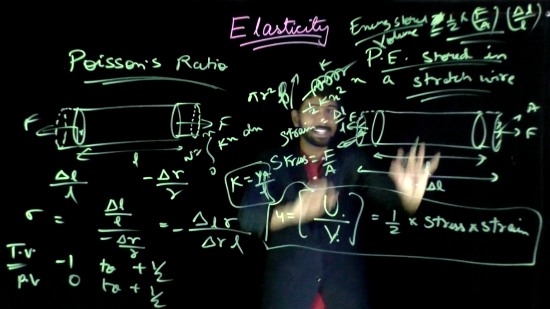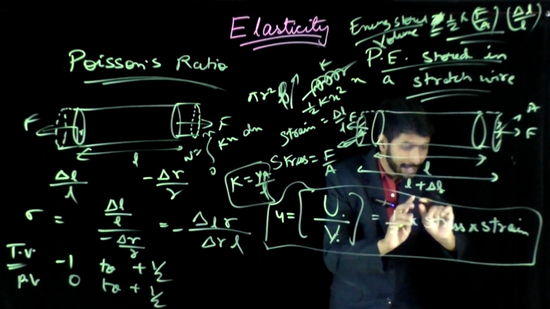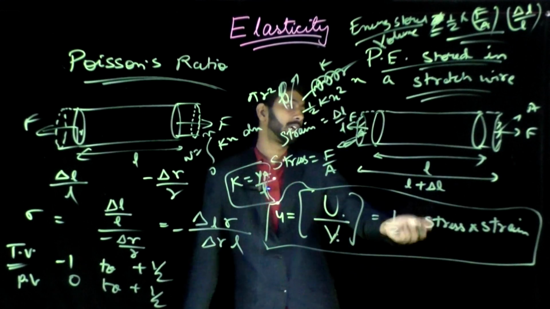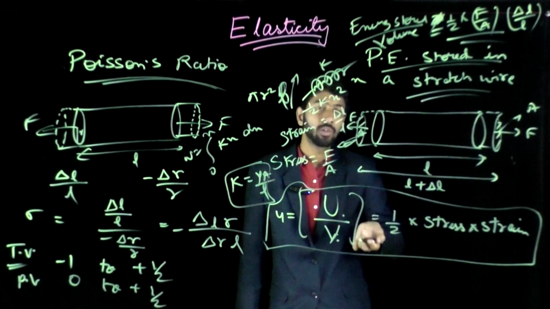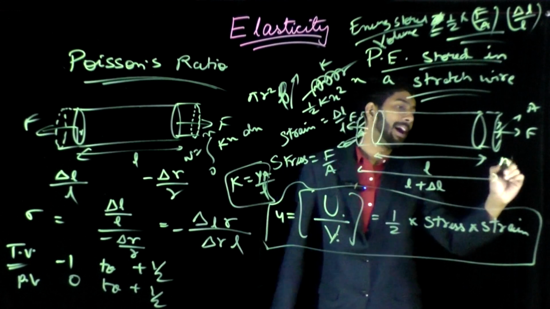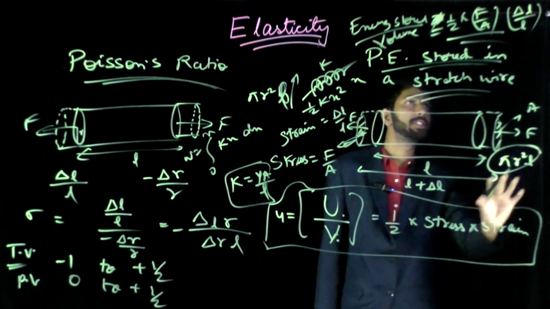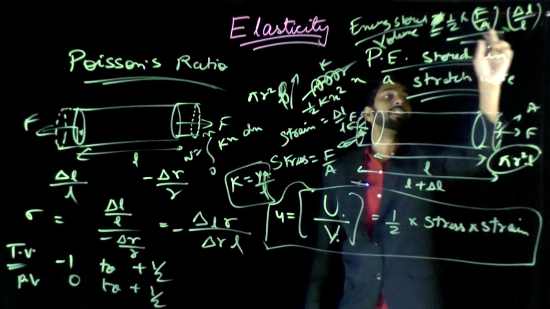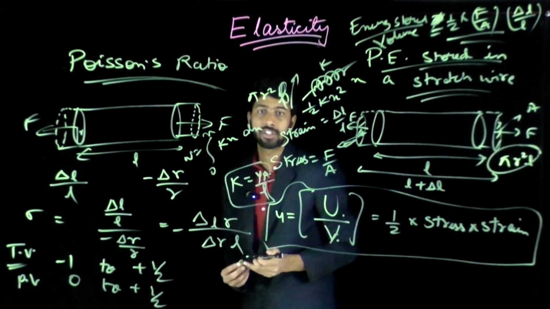So if you want the energy that's actually stored, you're supposed to multiply this quantity into the volume of the wire, right? Which is obviously pi r square L. Keep taking into account that your delta L is very small. Pi into r square into L is the volume. You multiply this quantity to this, and then you can say that the energy stored is half into stress into strain into pi r square into L, which is the volume, right?